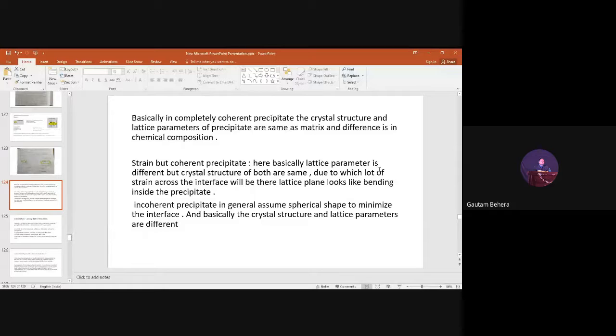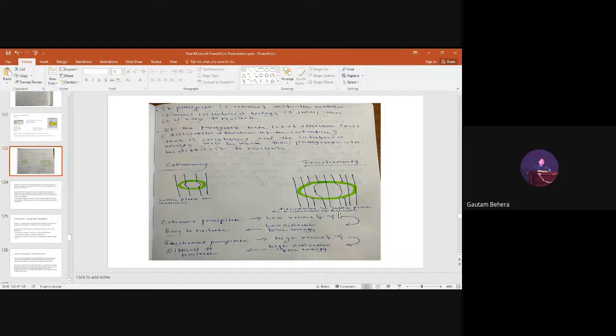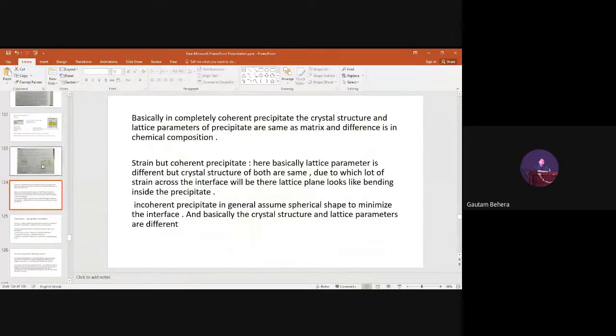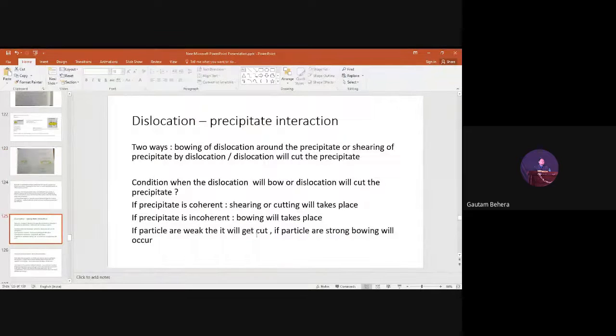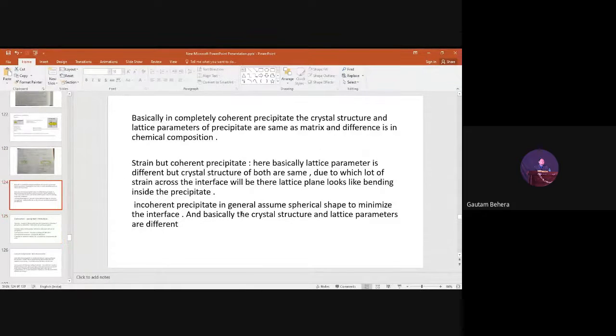So here basically the lattice parameter is different, but the crystal structures are both the same, due to which a lot of strain across the interface will be there. The lattice plane looks like bending inside the precipitate, which I have written over here. Then incoherent precipitate. Incoherent precipitate generally assumes spherical shape to minimize the interface. Since they have high interfacial energy, they always try to take a spherical shape. And basically the crystal structure and lattice parameter are different, you can say.